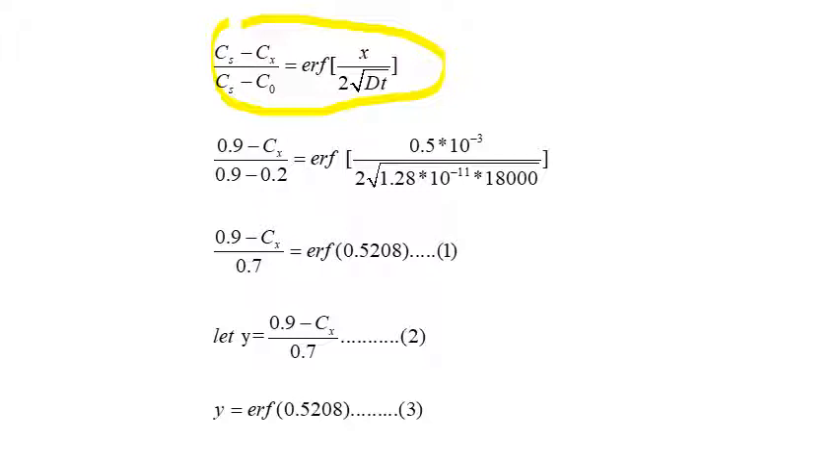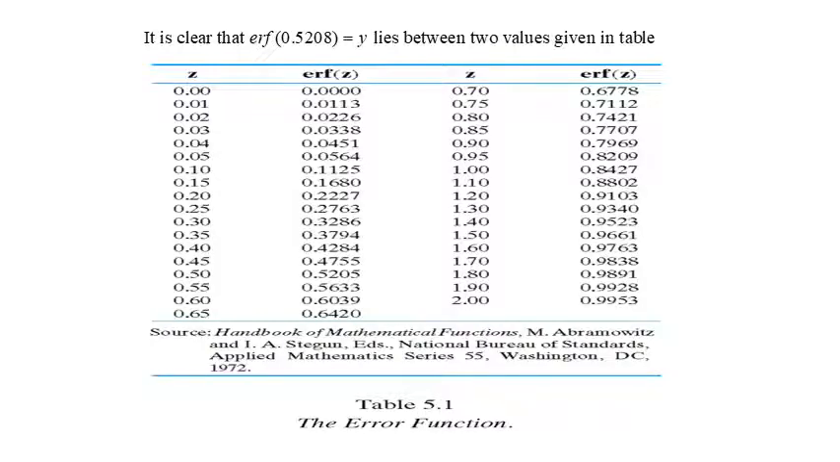0.5208. Let's say y is equal to error function of 0.5208, so we are calling this y. Once you take this out, we are going to look into the error function table, where this is the z value. The error function z value will be equal to y, which lies between two values. So what are the two values? 0.5, that is 0.5205, and 0.55, that is 0.5633.